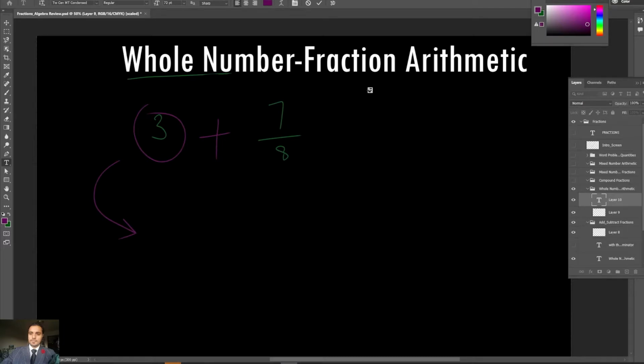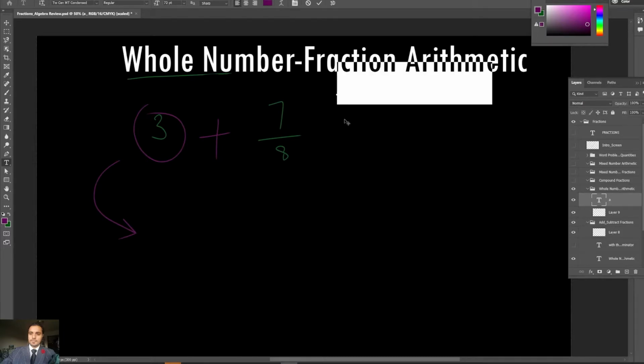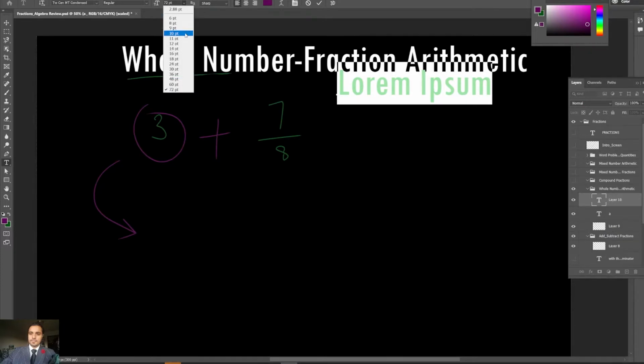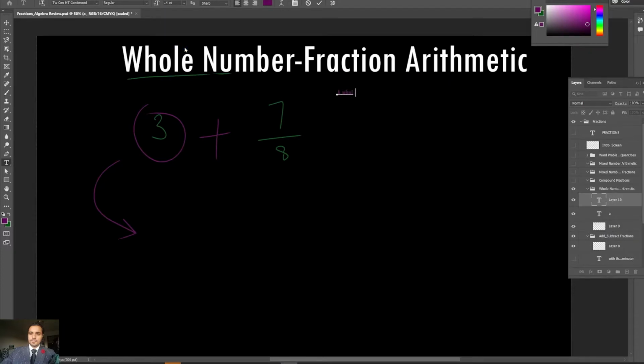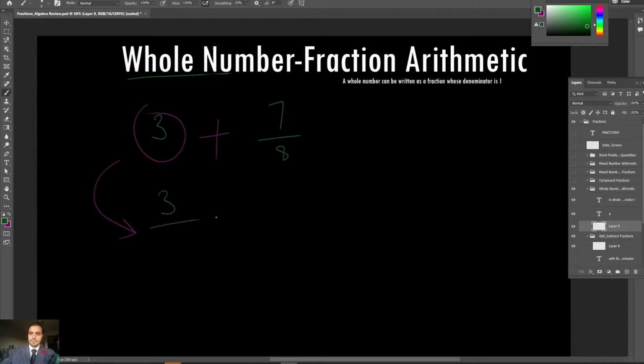A whole number can be written as a fraction whose denominator is 1. Okay? A whole number can be written as a fraction whose denominator is 1. So we're going to remember that. What that means is, we can write 3 as 3 divided by 1 plus 7 divided by 8.